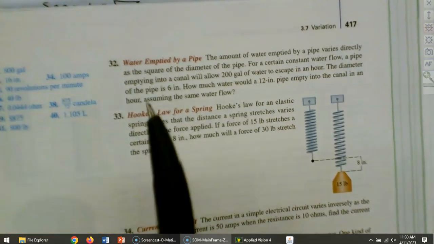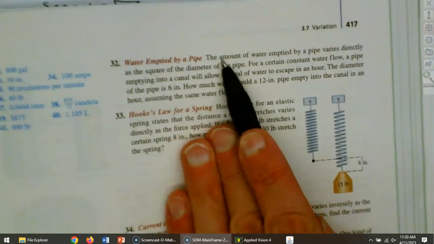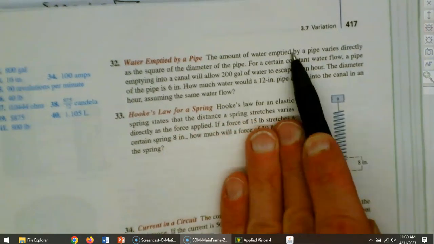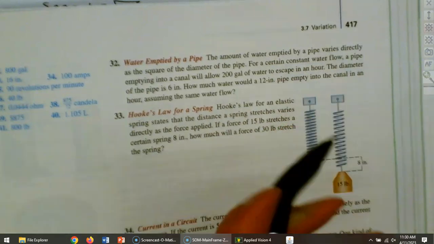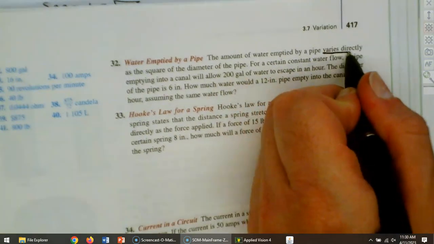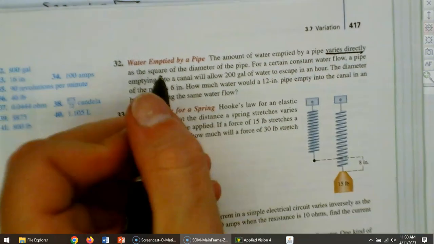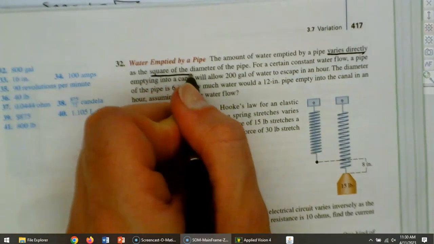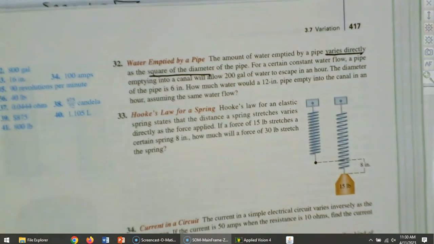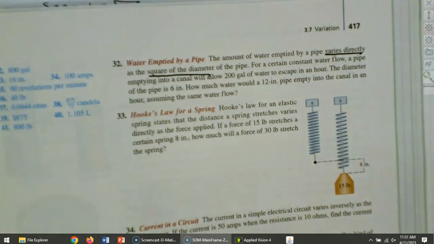So let's come up with our formula. The amount of water emptied by a pipe varies directly, so there's our key word there, directly, as the square of the diameter. So it varies directly. I know it's a direct variation. And we're looking at a square of the diameter.